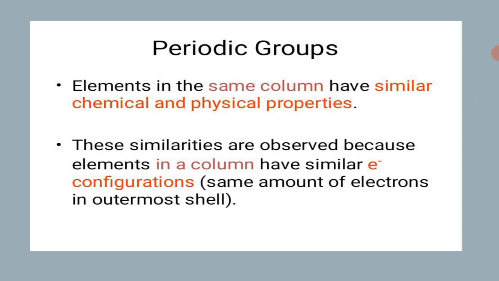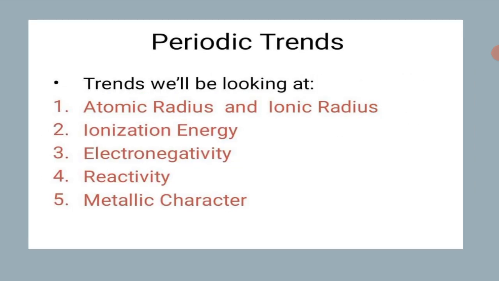In periodic groups, elements in some columns have similar chemical and physical properties. These similarities are observed because elements in a column have similar electronic configuration, the same amount of electrons in the outermost shell. Periodic trends. We will be looking at atomic and ionic radius, ionization energy, electronegativity, reactivity, and metallic and non-metallic character.